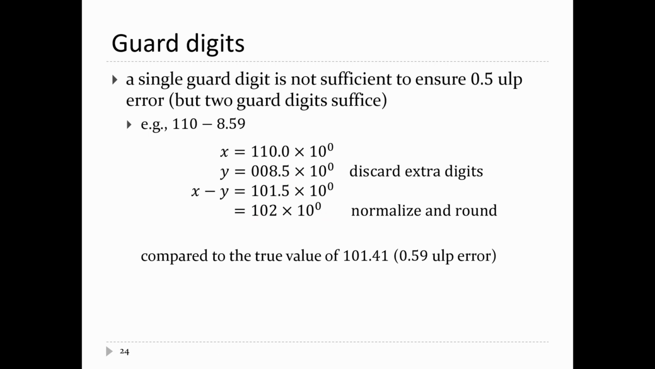Now do the difference and you get 102 times 10 to the zero. The true answer is 101.41. If you compute the difference between these two values, it's 0.59 ulps of error, which is slightly more than the 0.5 required by the IEEE standard. So it turns out you need two guard digits for our little floating point format to ensure you get 1/2 an ulp error when you do addition and subtraction. Not clear what happens when you do division and multiplication.